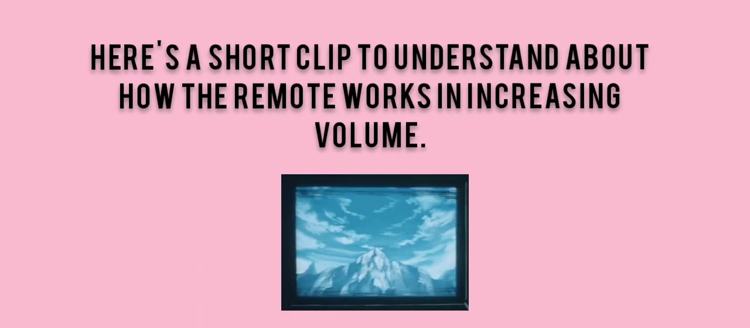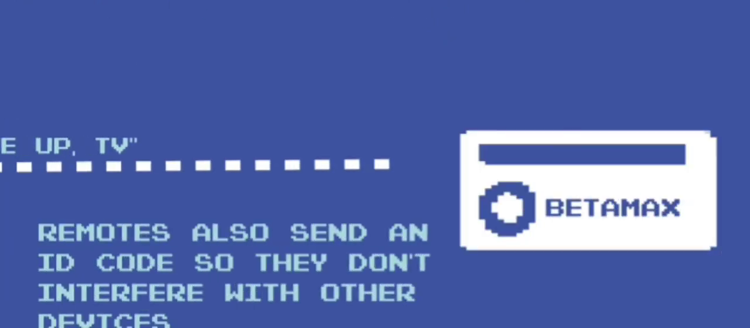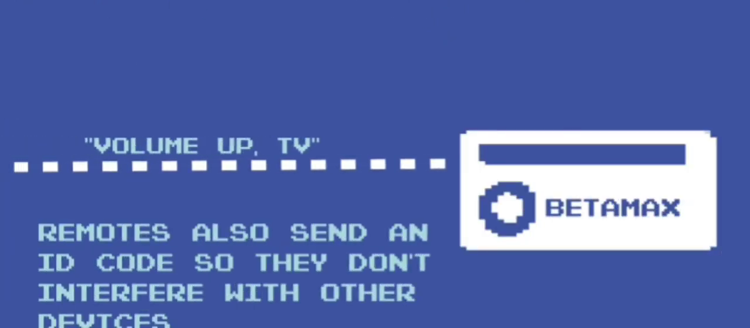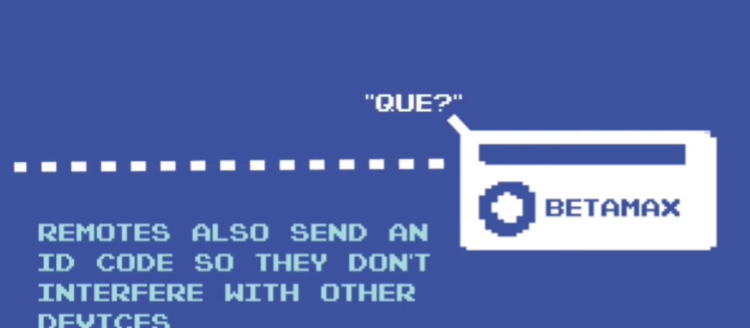First, a short clip to understand. At the same time, the remote also sends a code which identifies the make and model of the device it's controlling. This is why your TV remote shouldn't interfere with your other equipment.